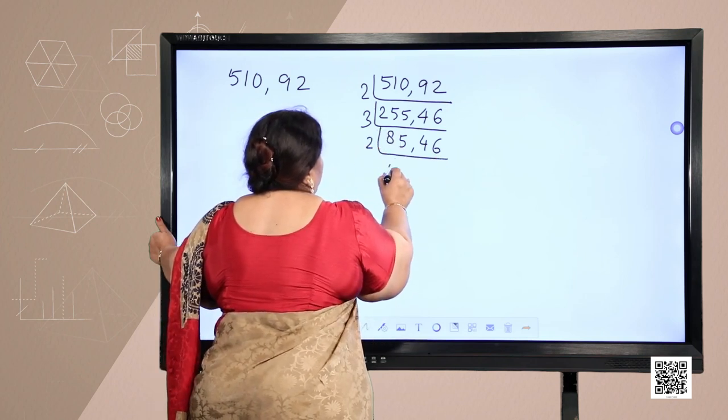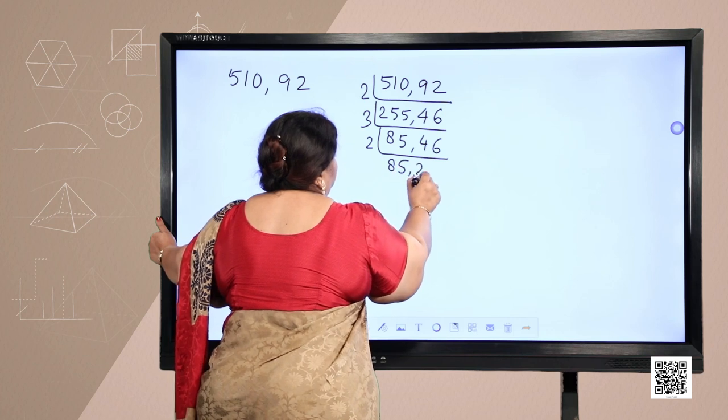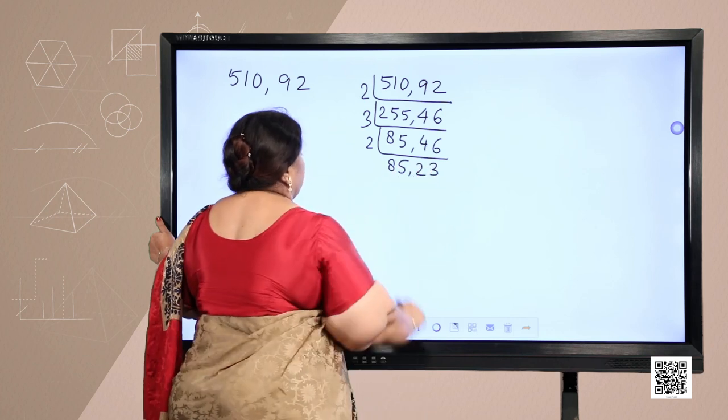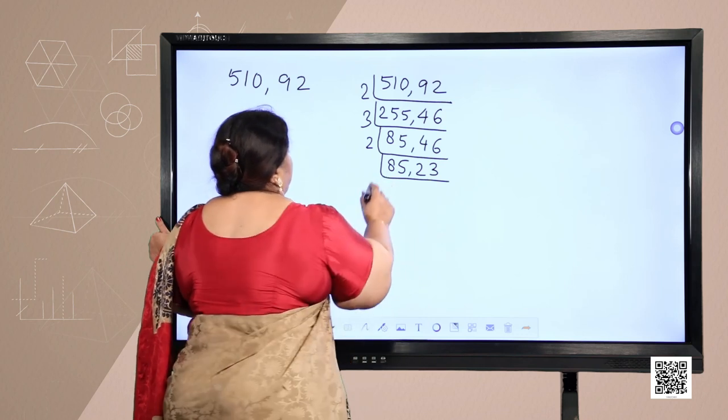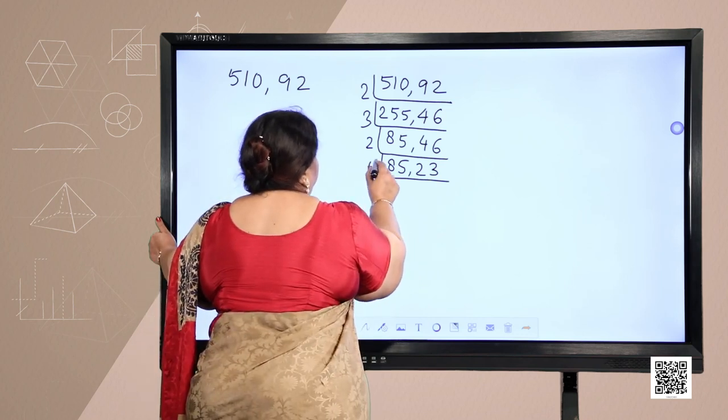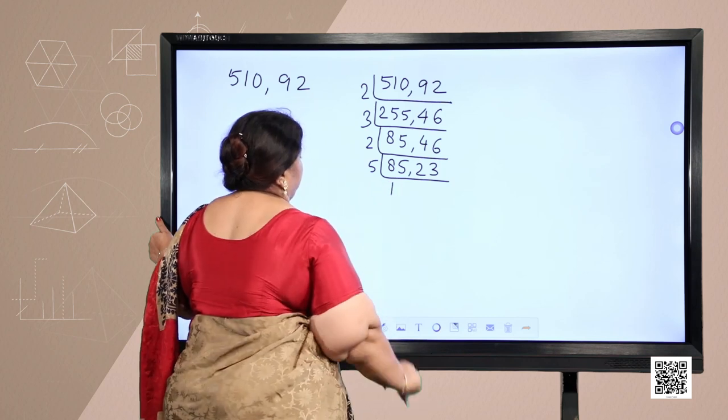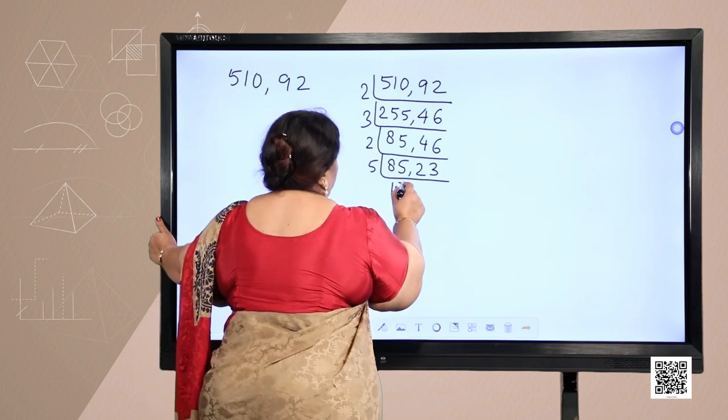Let me try with 2 again. 2 2s are 4, 2 3s are 6. With 5, 5 1s are 5, and 5 7s are.